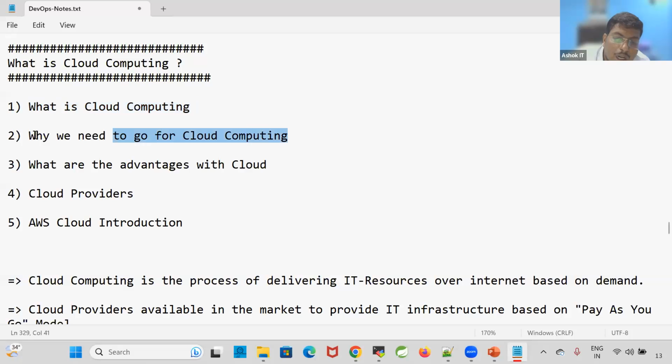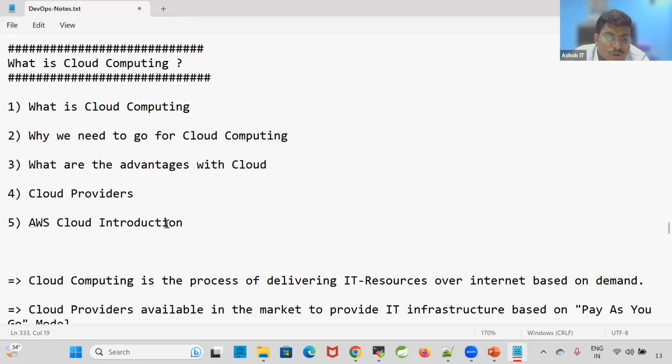Why do we need to go for cloud computing? If you purchase infrastructure, you have to spend a lot of money and you have to maintain it. Purchasing and maintaining infrastructure is very difficult. To overcome those problems, we go for cloud infrastructure. There are several advantages with the cloud: pay as you go, low cost, scalability, availability, reliability, unlimited storage, security, and backup. Instead of purchasing the infrastructure, we can take it for rent from the cloud provider.